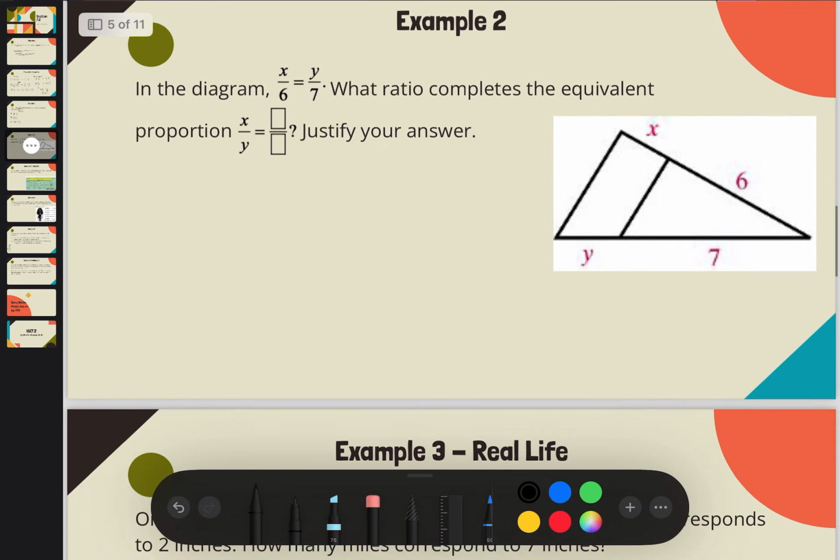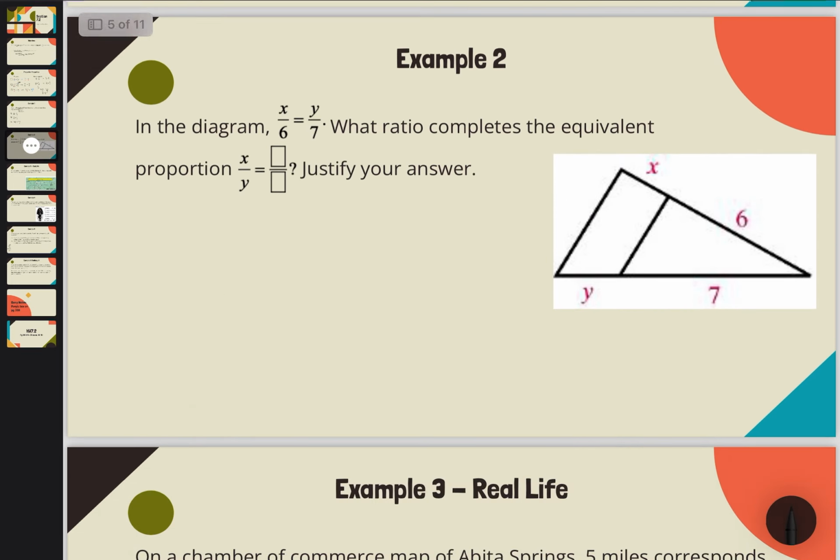So in example 2 down here, and again, pause anywhere in the video and stop. I'm just recording it at a certain pace, but you can pause it and take notes as you go. Here they're giving us a diagram, and they're telling us that x over 6 equals y over 7. What ratio completes the equivalent proportion? How would I fill in these boxes? Justify your answer. So there's two ways you could go about this. You could use your cross products method, or we could just use property 2 here, right?